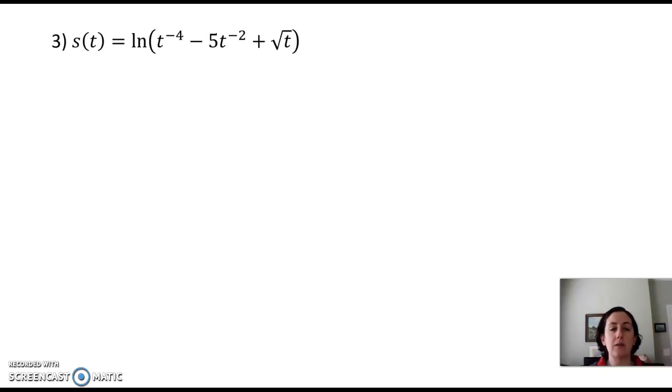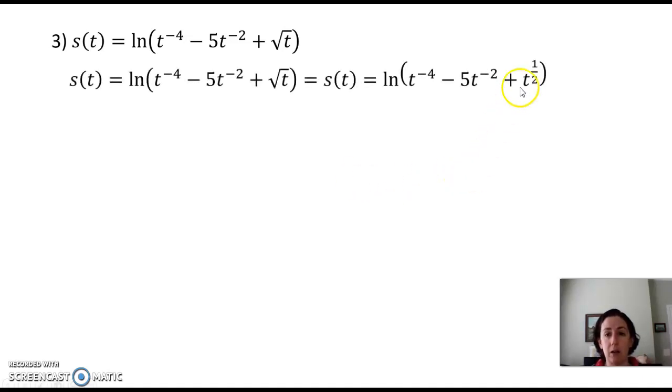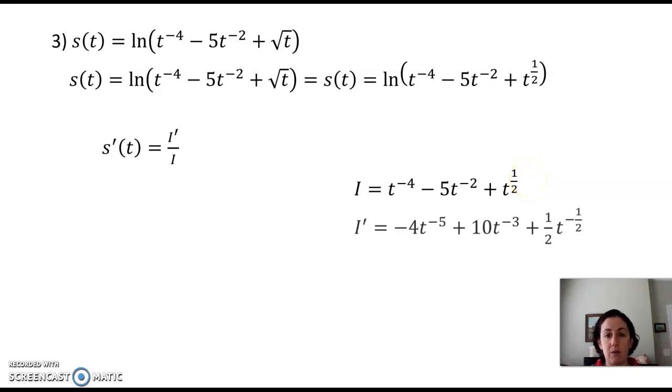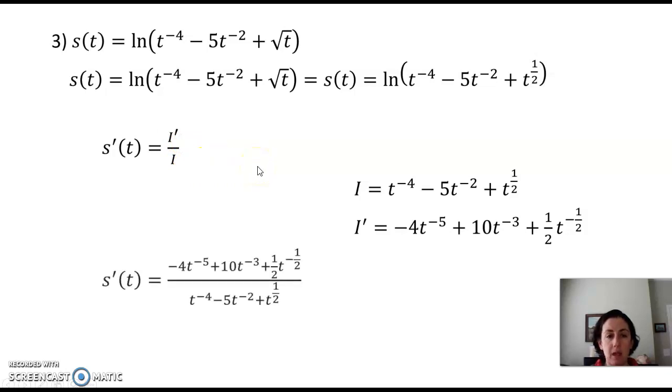Let's look at the natural log of t to the negative 4 minus 5t to the negative 2 plus the square root of t. As we've done before, anytime you have a radical, you're going to want to get rid of that radical and write it as a fraction exponent. Now we have the natural log of an inside function. So the derivative will be the derivative of that inside function over that inside function. So if you want, on the side, you can say, okay, that t to the negative 4 minus 5t to the negative 2 plus t to the 1/2 is my inside function. Use your 4 basic derivative rules to get the derivative of that inside function. Then you have the two components that you need for the derivative of s of t: the derivative of the inside function over the inside function.